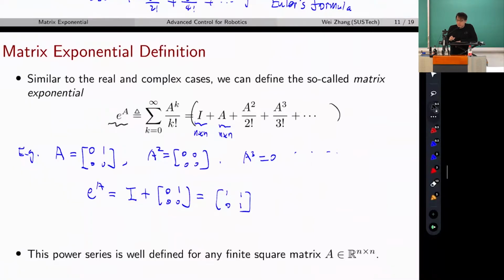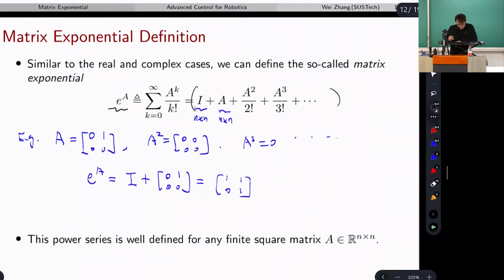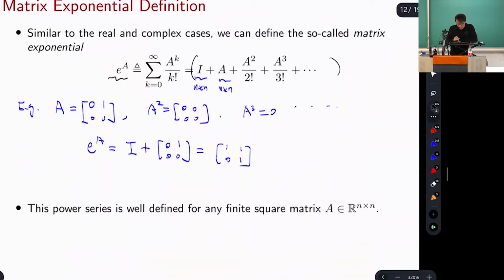Suppose this series converges. The right-hand side is a matrix. If A is an n by n matrix, the right-hand side will be an n by n matrix. So the left-hand side, e to the A, is an n by n matrix. And this power series is well defined for any square matrix. It doesn't matter what eigenvalues A has. This series is always well defined.